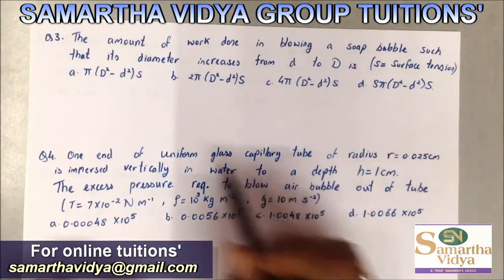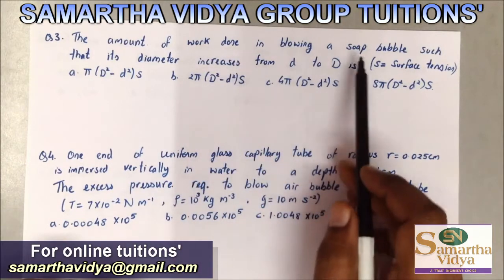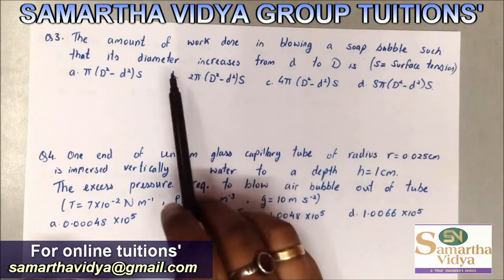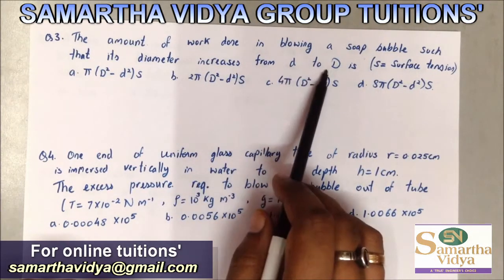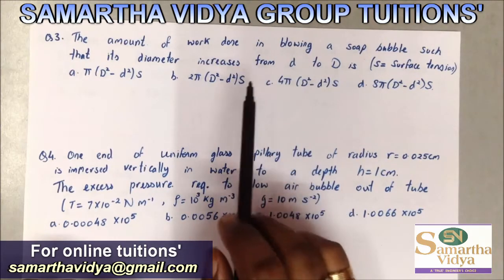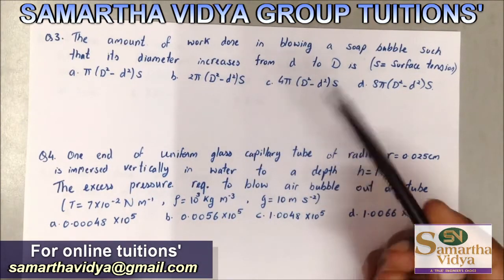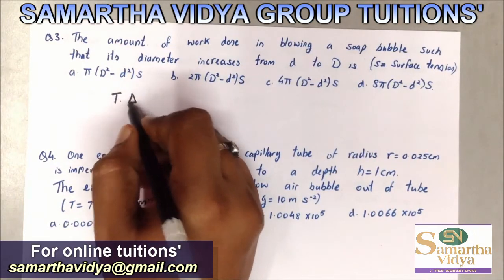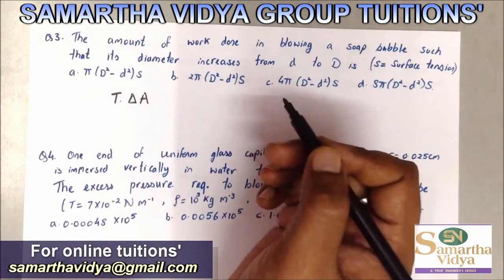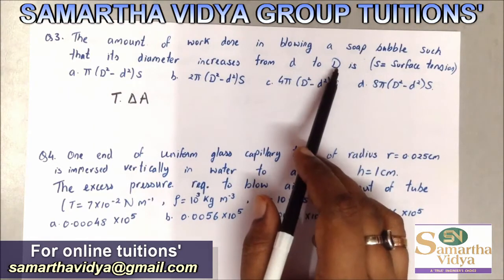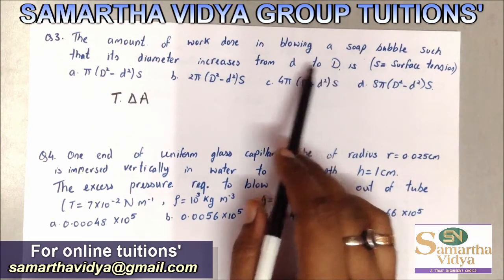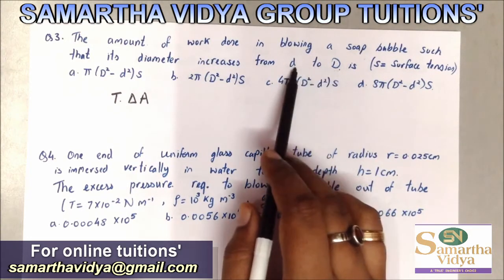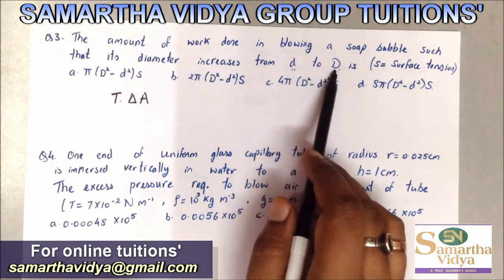Moving on to the next one, we need to find the work done in blowing a bubble, such that its diameter increases from d to D. So again, this is the problem of work done. We know that the work done is nothing but the tension into delta A, that is the change in the area. Finally the diameter is capital D, and initially the diameter was small d. So it has to go from the small d to D.